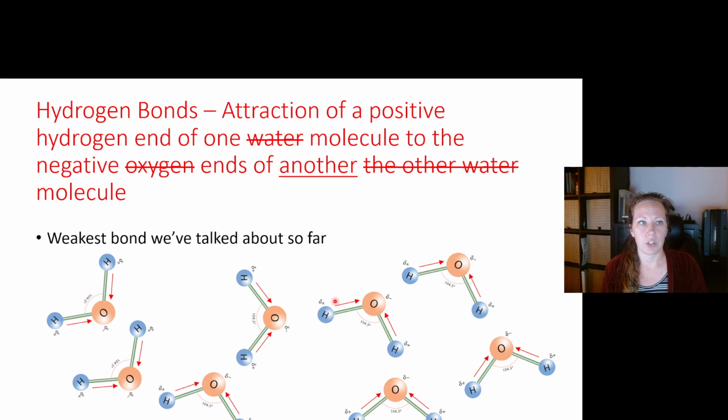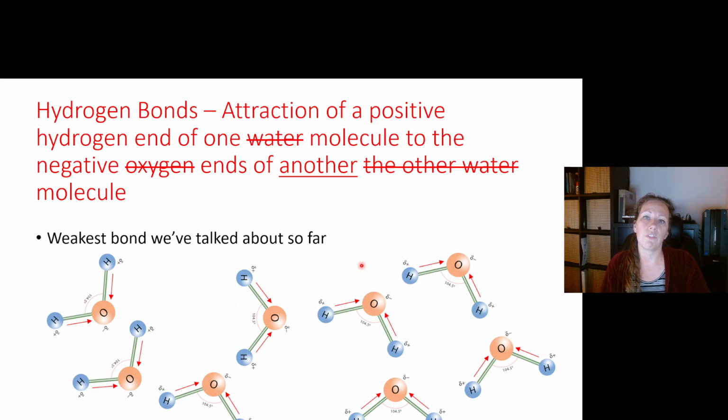And it is simply the attraction of a positive hydrogen end of one molecule to the negative ends of another molecule. Okay. And this is a bond, but it is the weakest of the bonds that we've talked about so far. It is an intermolecular bond, which means between molecules. So every bond that we've talked about before is an intramolecular bond. It's the bonds that make up a molecule, okay? The ionic and covalent. Ionic is the strongest, and then covalent. And now we have hydrogen bonds, and it is an intermolecular bond. So it is a bond between two different molecules.